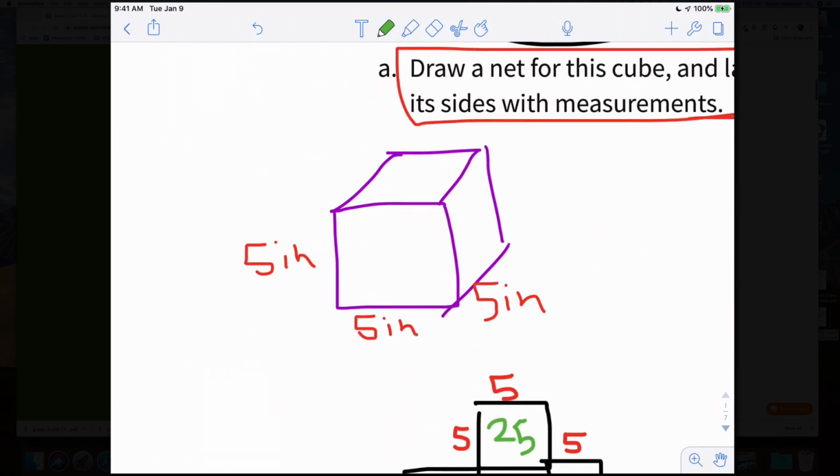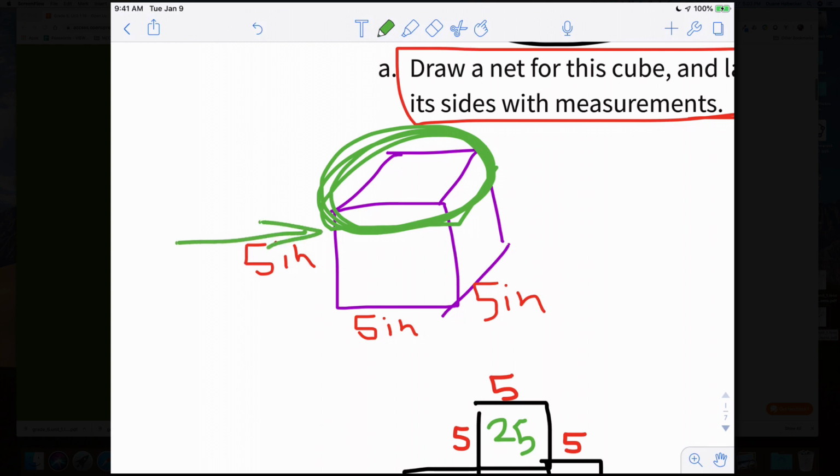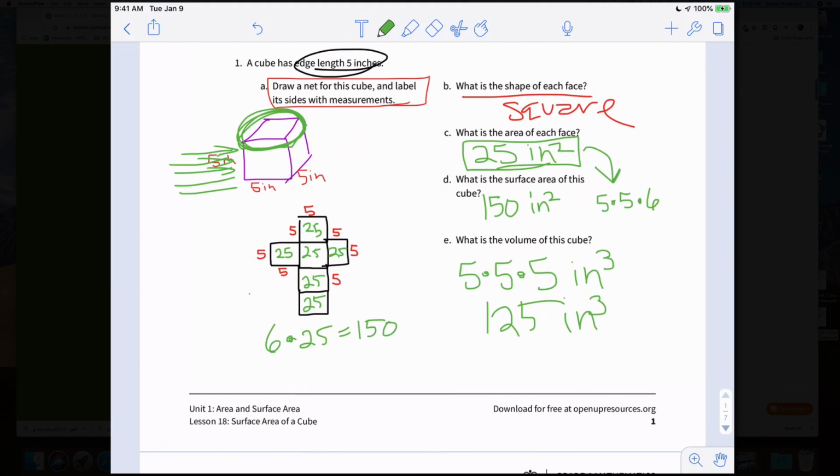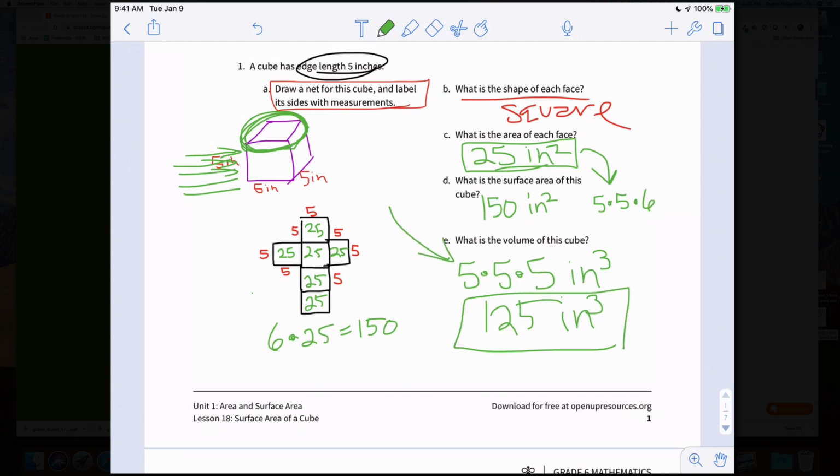Well, 5 times 5 tells us how many cubes are in that top layer, which is 25. But then we have 1, 2, 3, 4, 5 layers. So 25 times 5 gives us 125. So there is our answer, and plus a hint at what the formula is going to be.